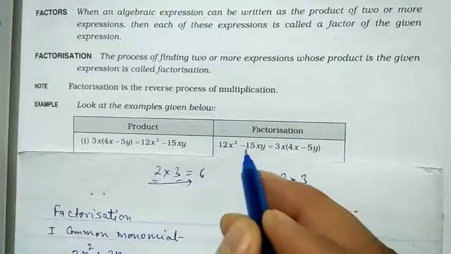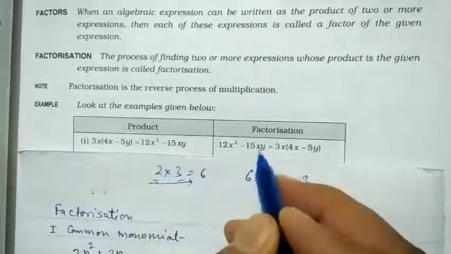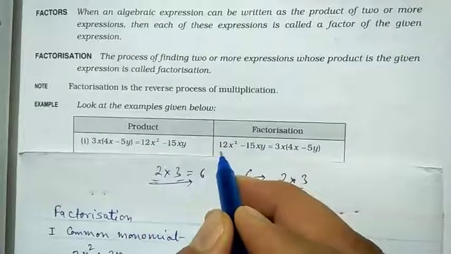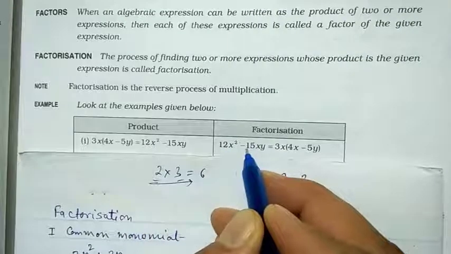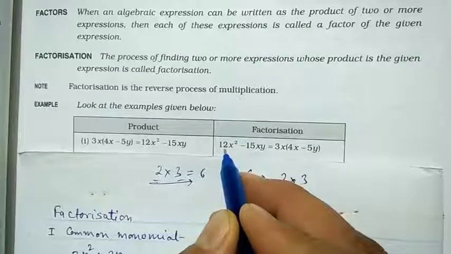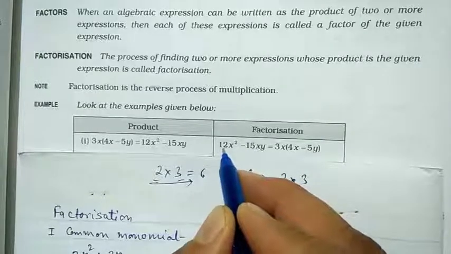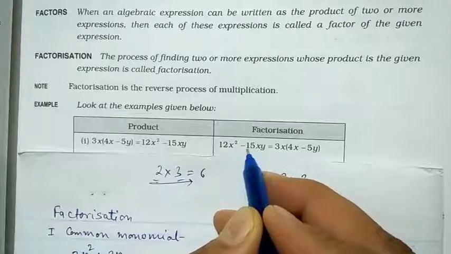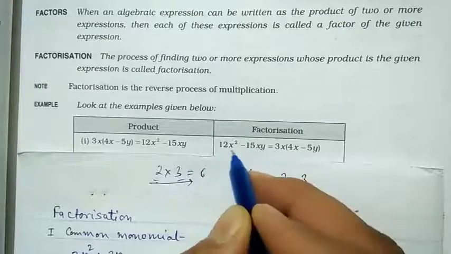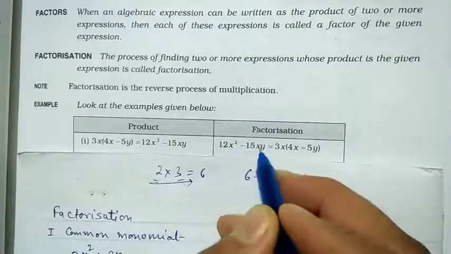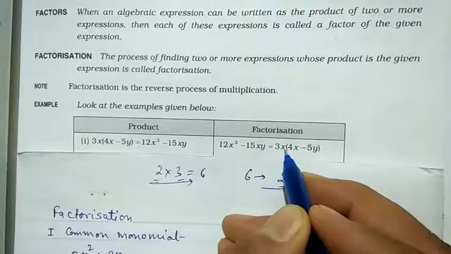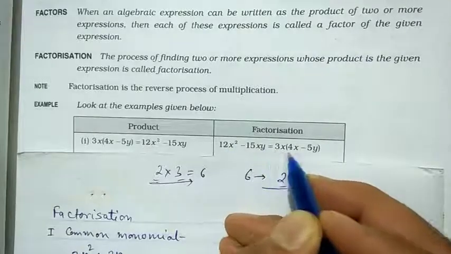This 12x square minus 15xy is given here. So what will you do? You will take the common factor between 12 and 15. 12 and 15 are both divisible by 3. So we are taking 3 common, and here x square means x into x, here x into y, so x is also common. So 3x is common. So what should we write here?